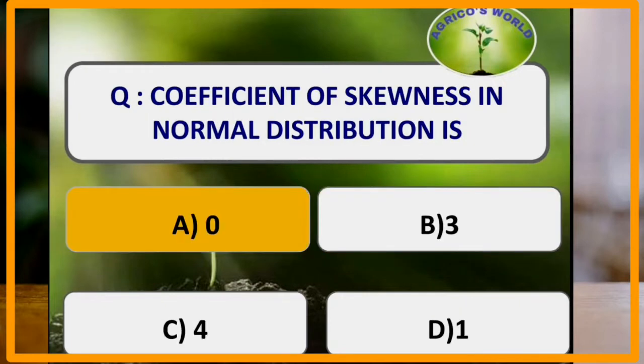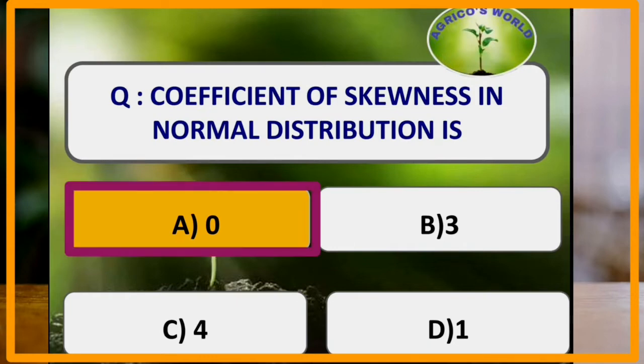What is the coefficient of skewness in normal distribution? The coefficient of skewness in normal distribution is 0, whereas the coefficient of kurtosis in normal distribution is 3.